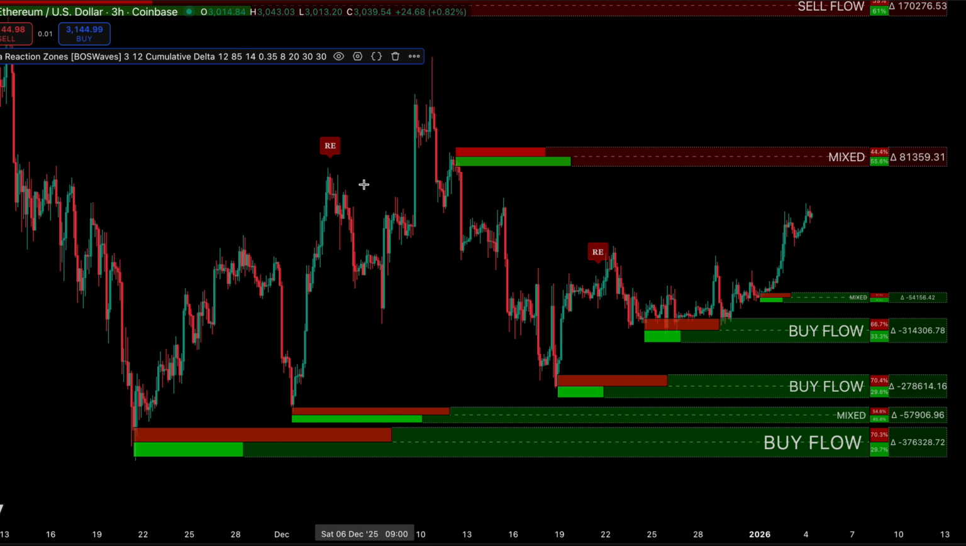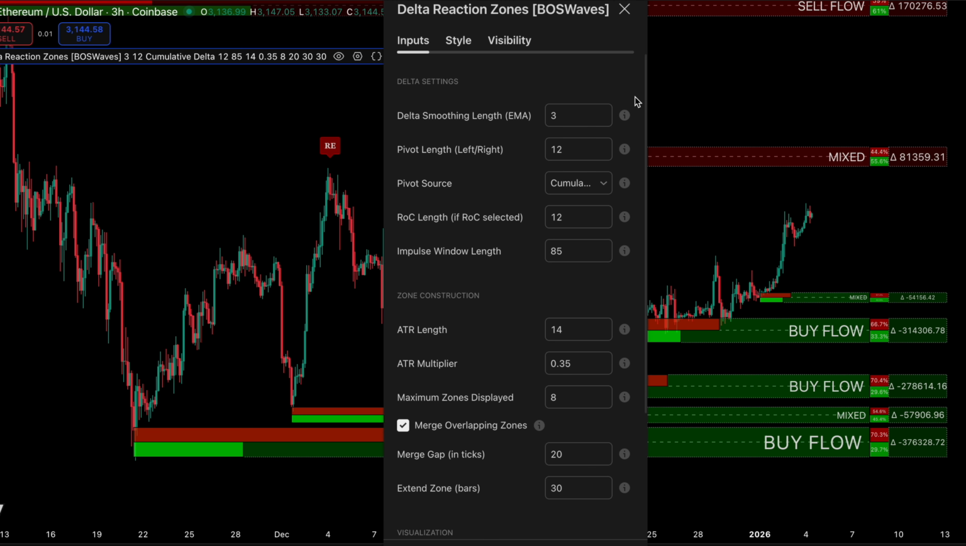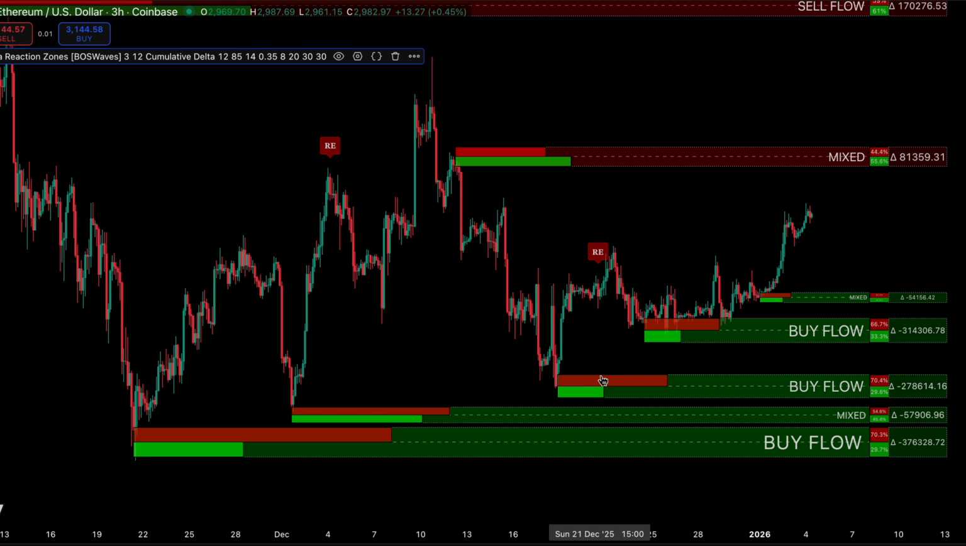Delta reaction zones isn't here to tell you when to click buy or sell. It's here to show you where real money previously forced the market to react and how price behaves when it comes back to those areas. If you ignore delta, you're only seeing half the market. This tool fills in the missing side: participation, pressure, and intent. As always with all Bosswave's indicators, we have tooltips for each of the inputs to ensure that you can tailor and understand each input to your exact trading requirements.